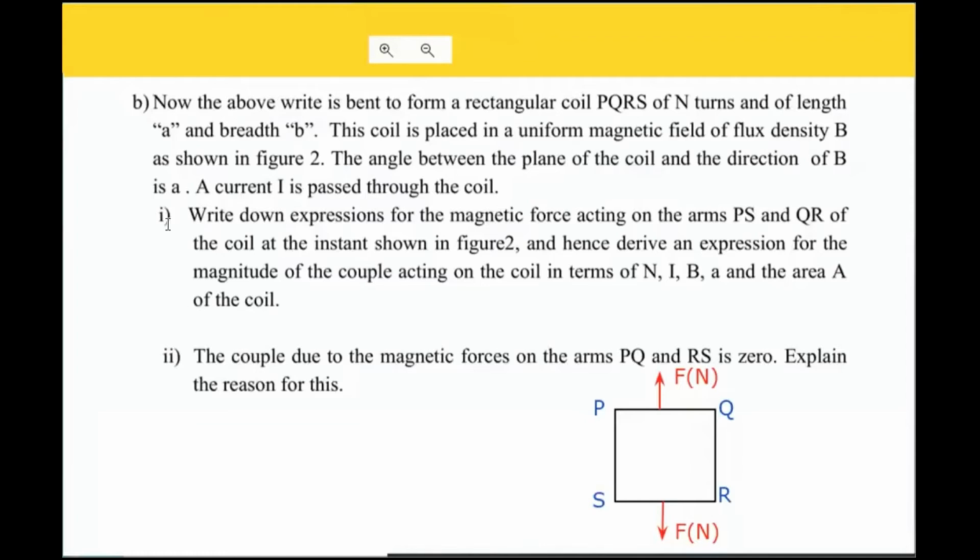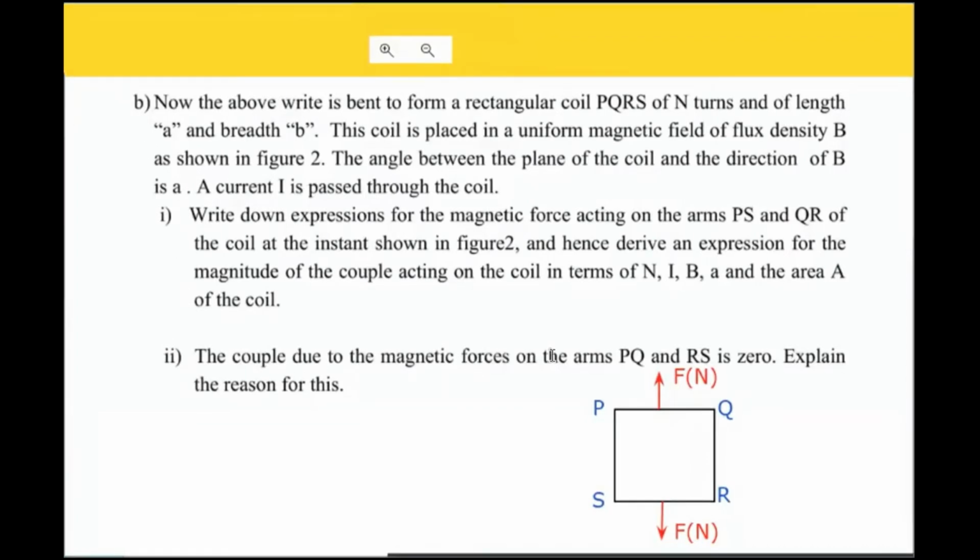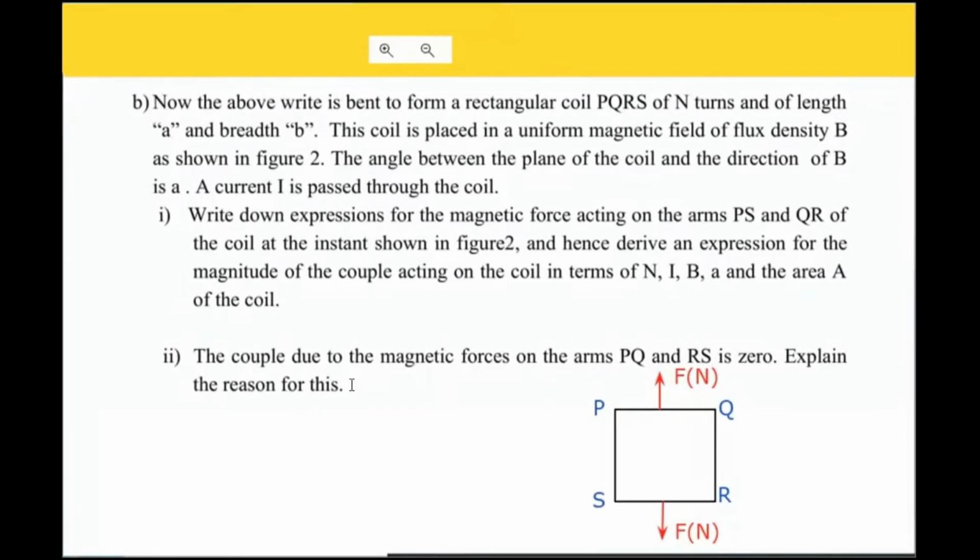Let me read the question again. Sample B, Roman number 2. The couple due to the magnetic forces on the arms PQ and RS is zero. Explain the reason. Couple means torque, the torque due to two parallel forces. Right? Please write the reason.